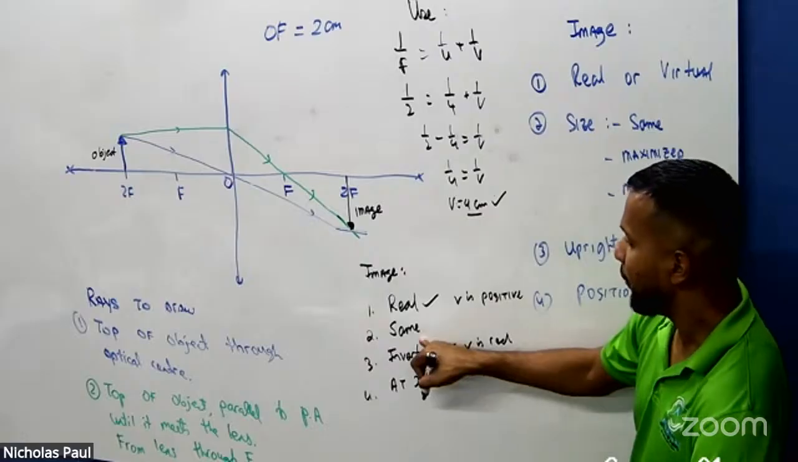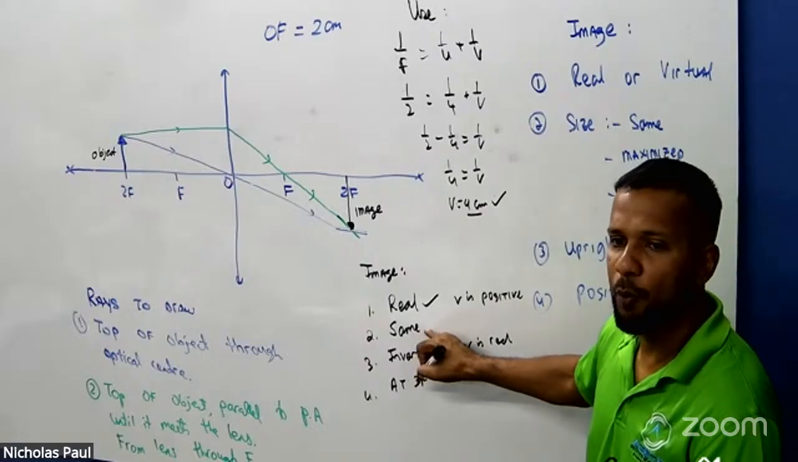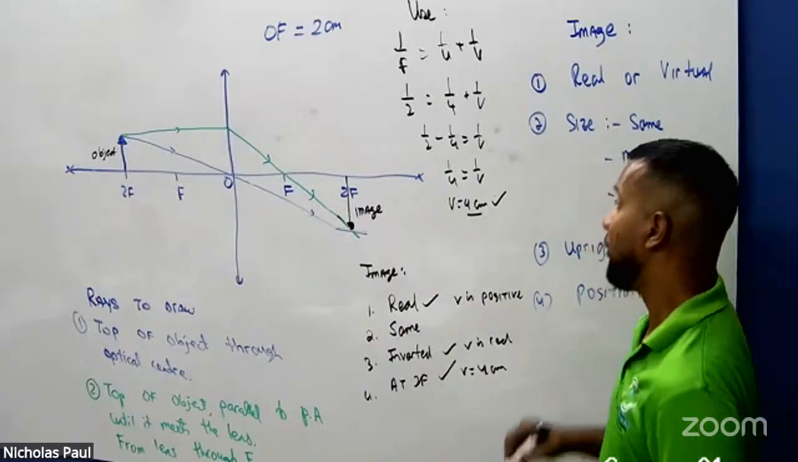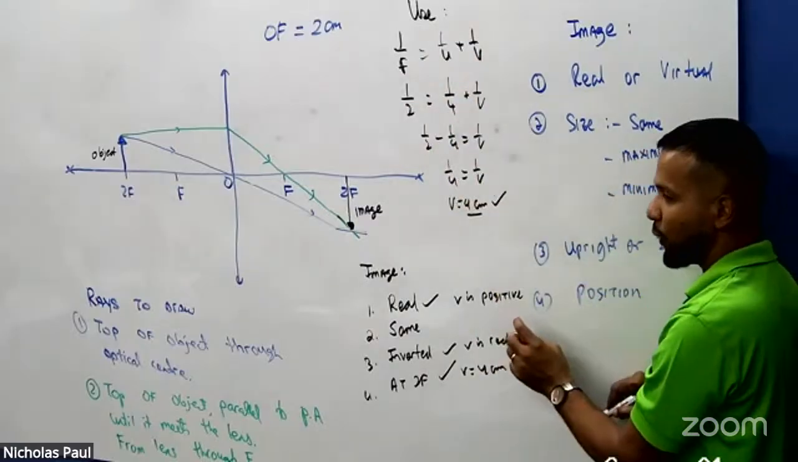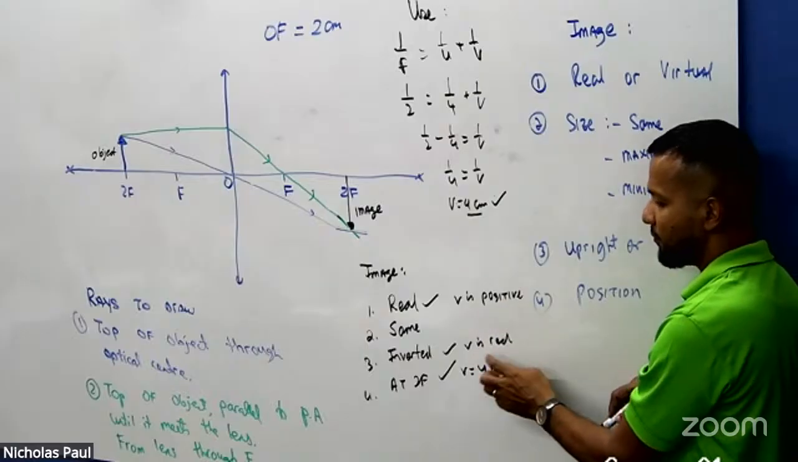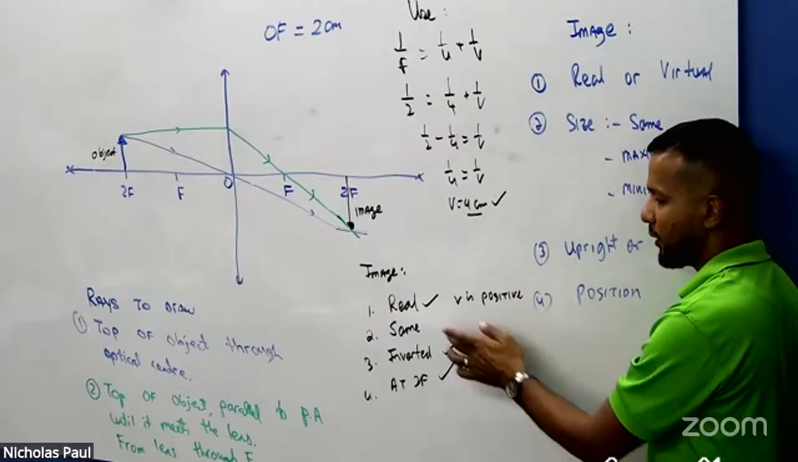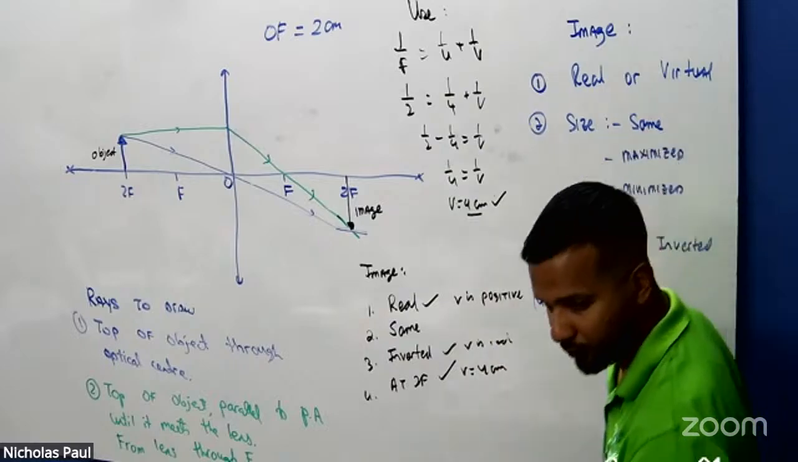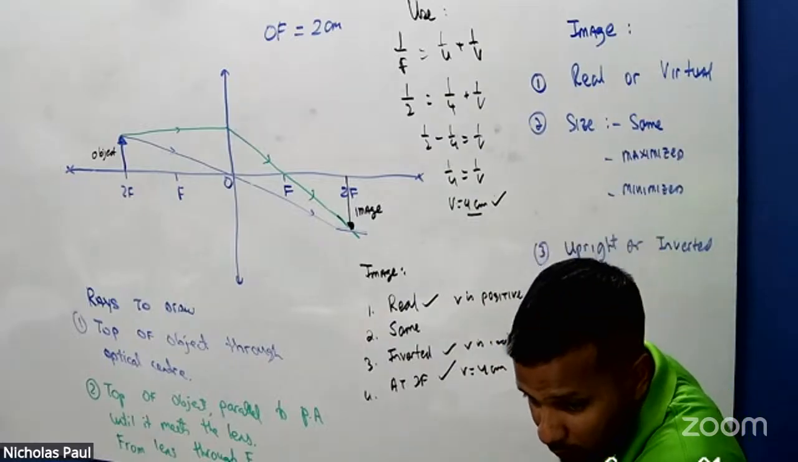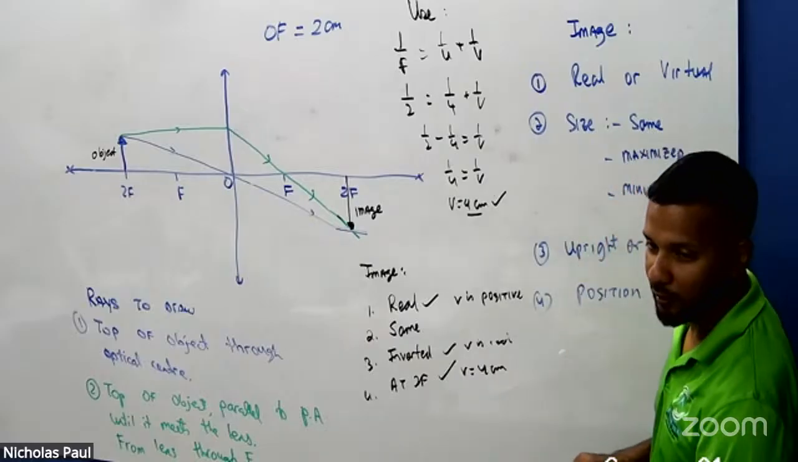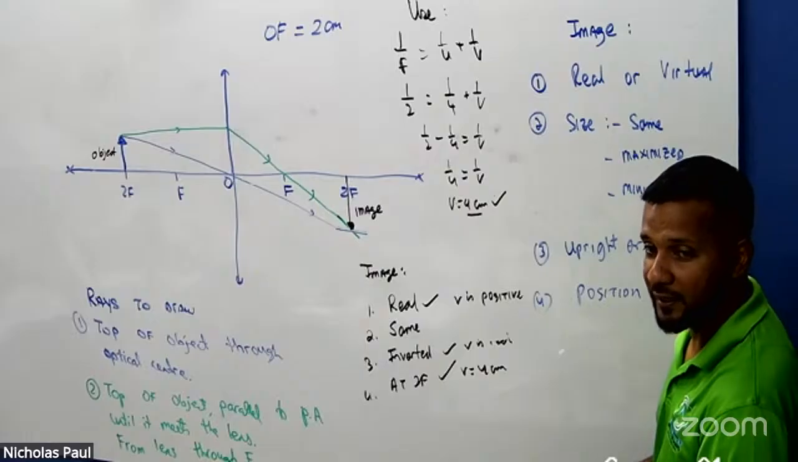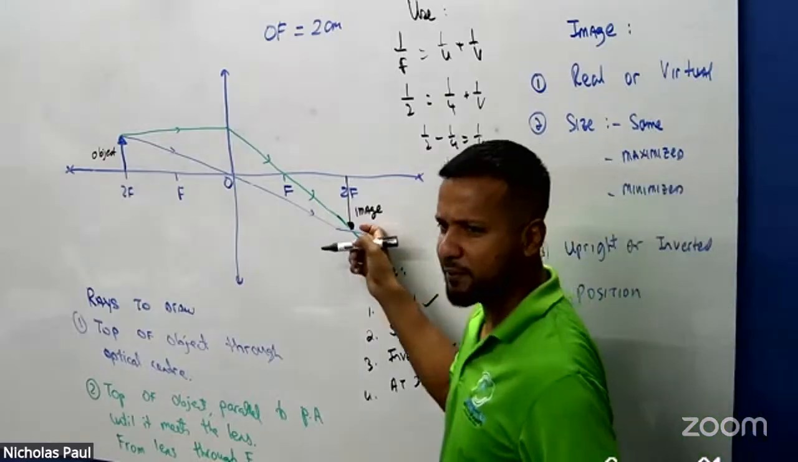But the problem is, how would we figure out the size? From this calculation, we could see real, inverted, and where it is. How could we figure out the size? How do you know it's the same size? What did you do?